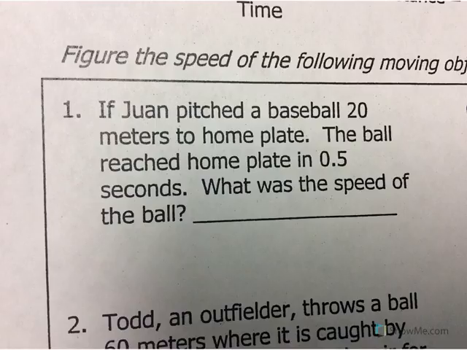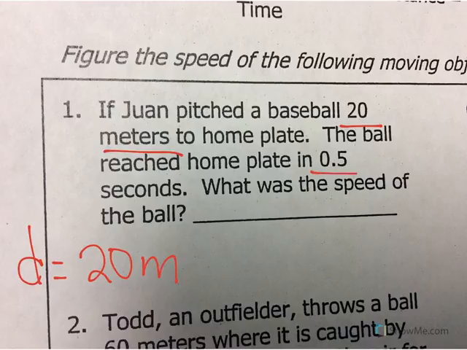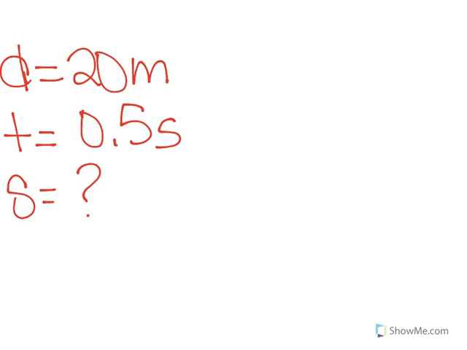So since I'm using the average speed formula, I want to go back to the problem and list what they give me. So I have 20 meters. That's my distance. So my distance equals 20 meters. They gave me a time of 0.5 seconds, and I'm looking for speed. So let's break it down. So this is essentially what I have.